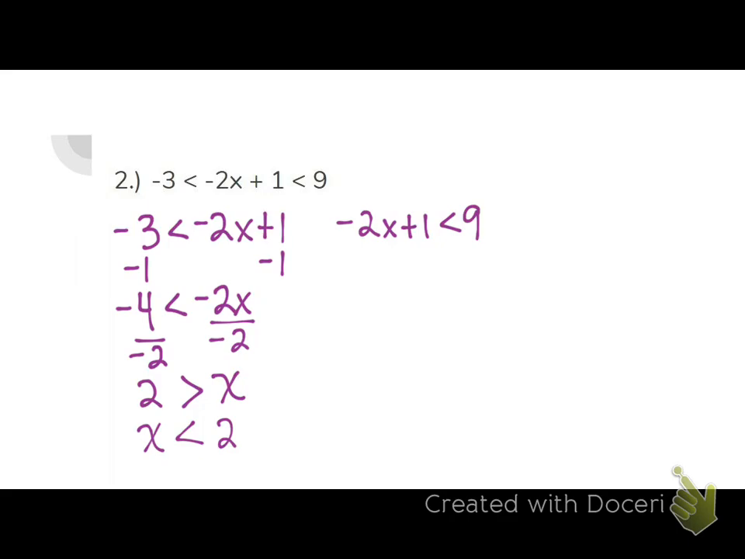We use the same steps of subtracting and then dividing to solve our other one. We just have a different number involved. But again, when I divide by a negative, I need to flip the symbol. Do we have questions about solving either of those?